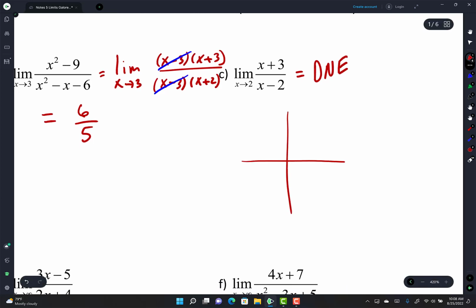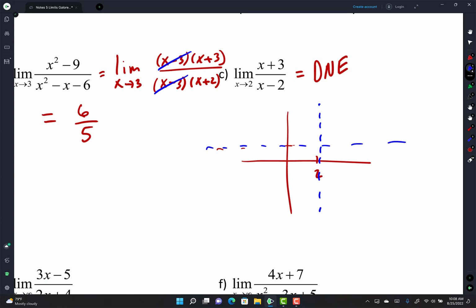So I'm going to draw a sketch, and I'm going to put a vertical asymptote at x equals 2. And I'm going to put a horizontal asymptote at y equals 1. So here's my horizontal asymptote in a blue dashed line. End behavior, 1x divided by 1x as x approaches infinity. Are we okay with that?